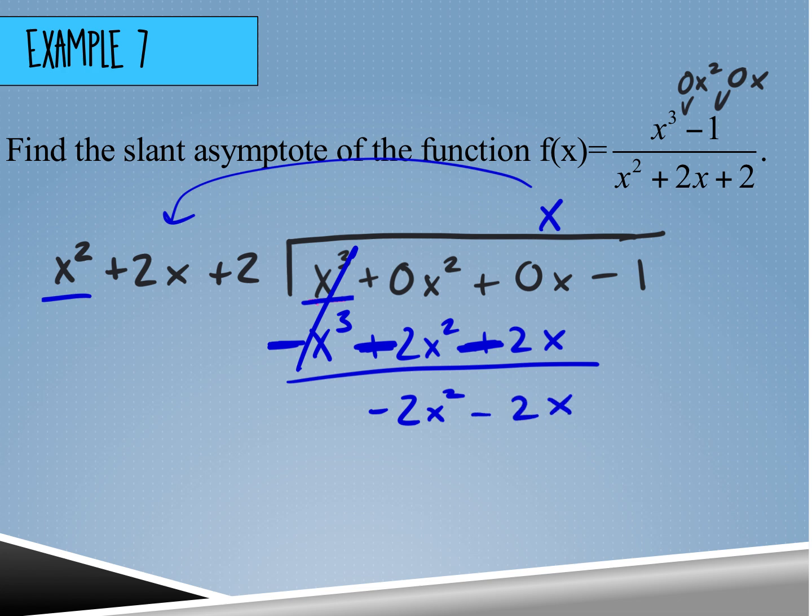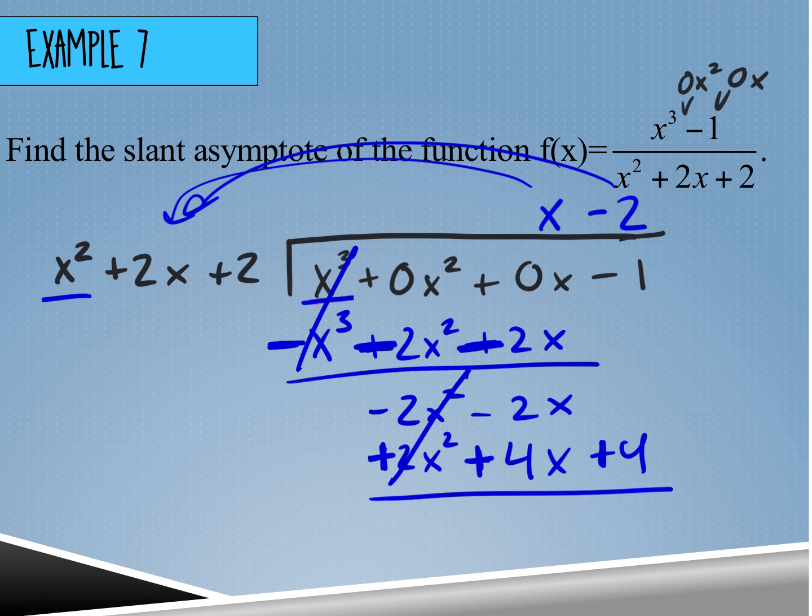What's next? Multiply by negative 2. We divide. Negative 2x squared divided by x squared would be negative 2. Then we multiply by negative 2. So we get negative 2x squared minus 4x minus 4. Change the signs and combine. X squareds cancel. This would be 2x plus 3.